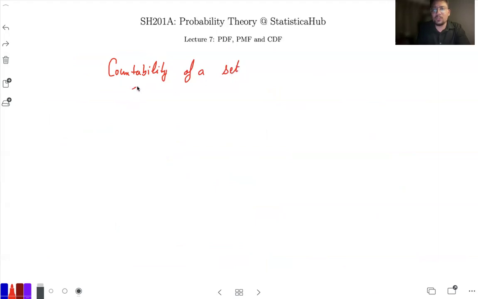Like how do we come to know that a particular set is countable? So I will start by giving some examples. Let's say we have the first example, set 1, then set 2, and set 3.